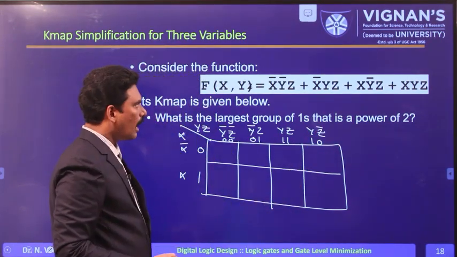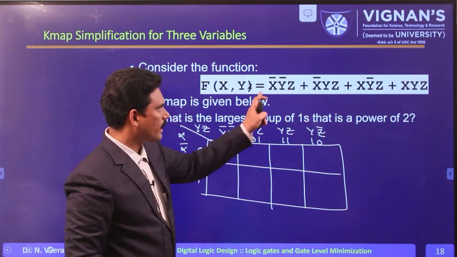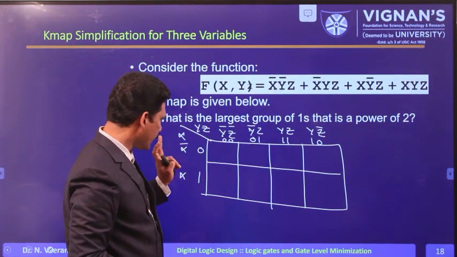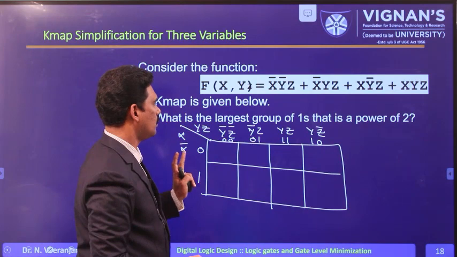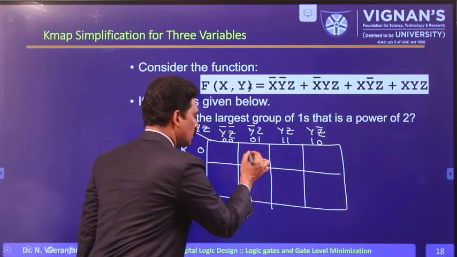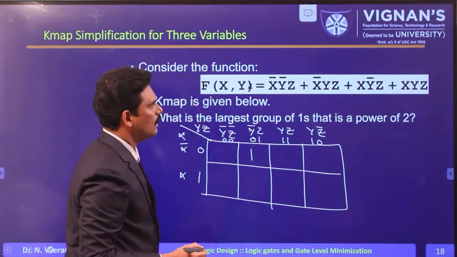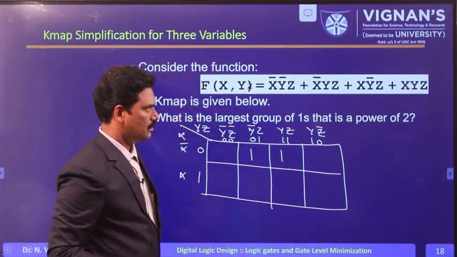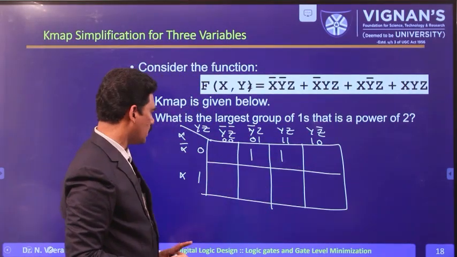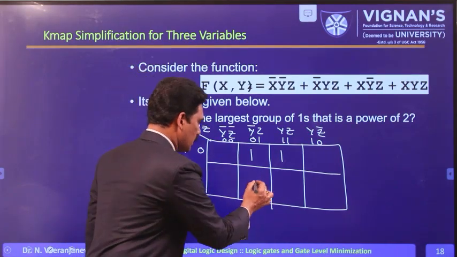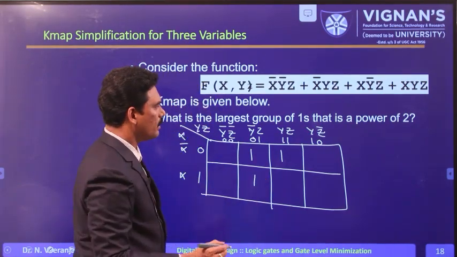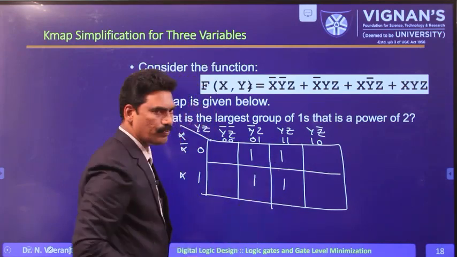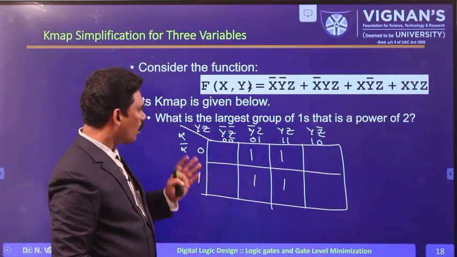See, first one is x bar y bar z only. This is x bar, y bar, z. Yes, this is one. And next one is x bar, yz. This is x bar, yz. And x, y bar, z. This is one. And next one is x, y, z. Now, how to do this?